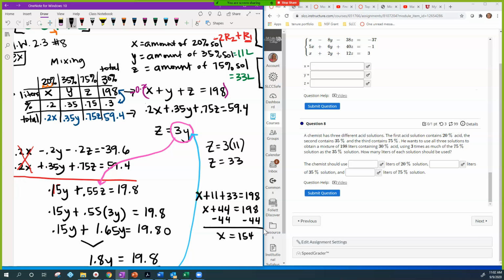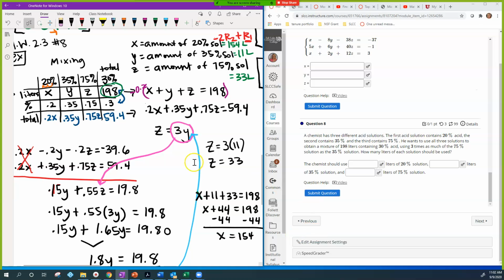All right, and then just make sure, remember, those should all add up to be, all right, when you add all of those together, 154 plus 11 plus 33, they better add up to be that 198. All right, so that's what I'm trying to find there.